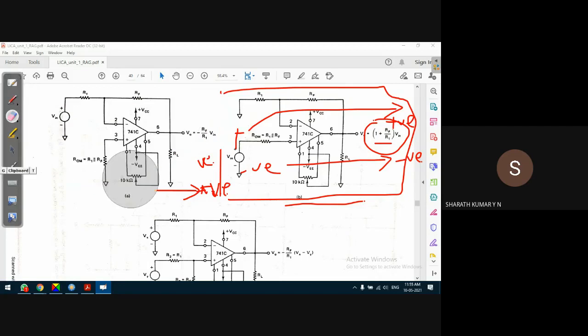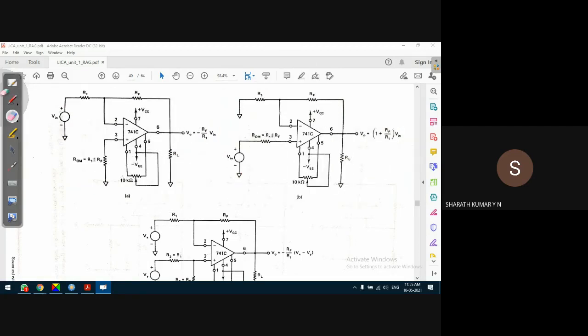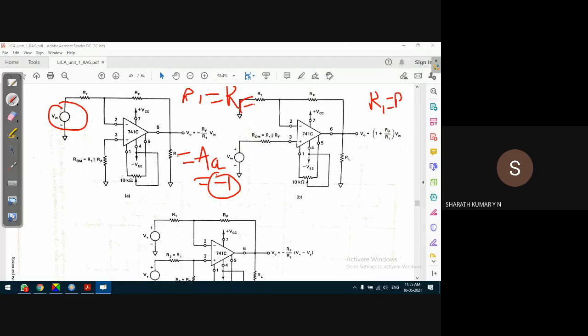If you observe the gain of the inverting and non-inverting amplifier, observe this. If R1 is equal to RF, for example, then the gain of the inverting amplifier is minus RF by R1, which is -1. Let us say R1 is equal to RF even for the non-inverting amplifier. Then the gain of the non-inverting amplifier is 1 plus 1, which is equal to 2. That means the gain of the non-inverting amplifier is more than the gain of the inverting amplifier.